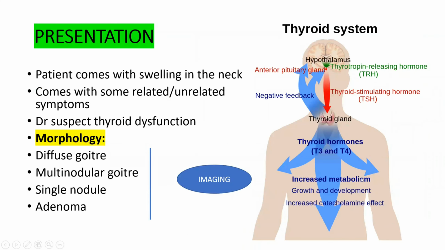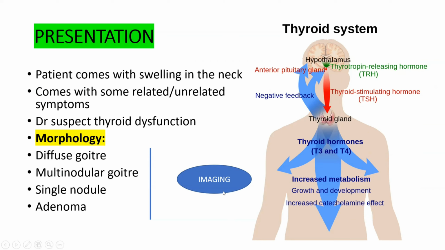Thyroid hormone is essential for metabolism, growth and development. It is secreted by the thyroid gland, which is influenced by the pituitary and hypothalamus. What is the presentation in case of thyroid illness? The patient may come with swelling in the neck, or with some related or unrelated symptoms according to the status, hypothyroid or hyperthyroid symptoms, or the doctor may suspect thyroid dysfunction.